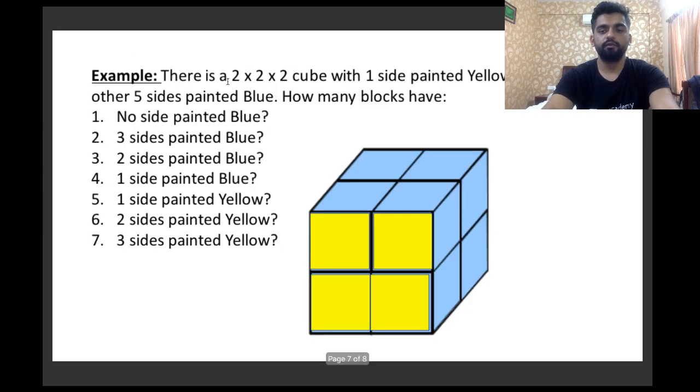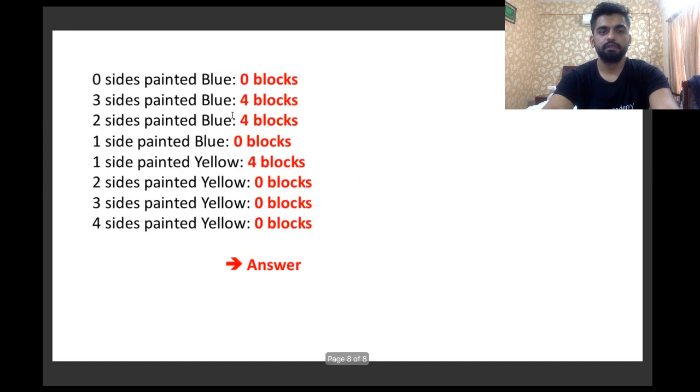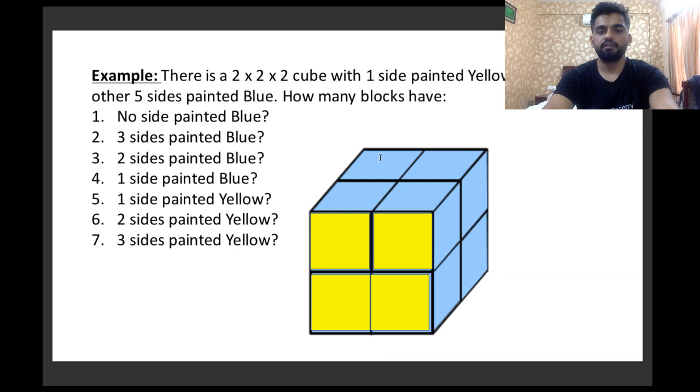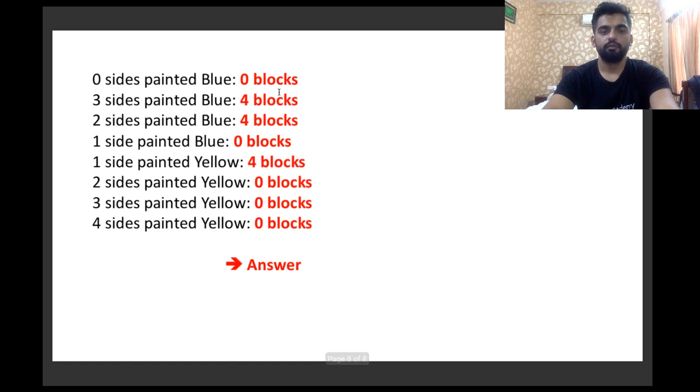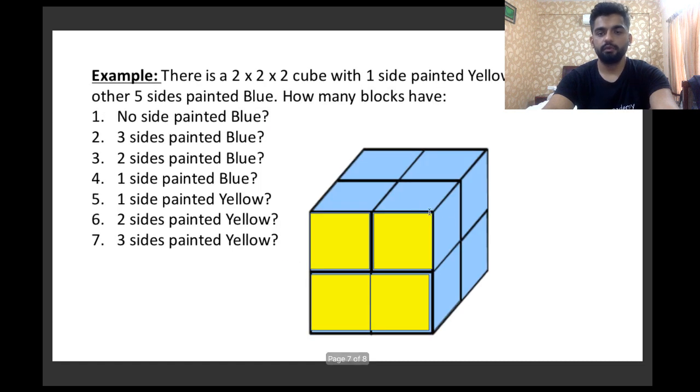0 sides painted blue will be none. All the blocks have some paint on them. 3 sides painted blue will be the 3-4 blocks at the back, and the same 4 blocks on the bottom side. 2 sides painted blue will be these front blocks that we have, this one: 1, 2, 3 and 4.